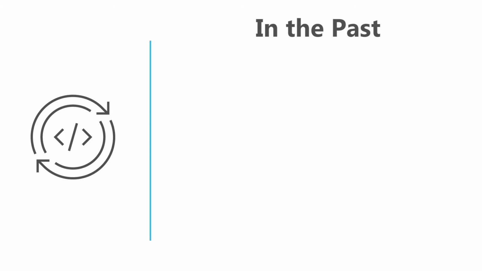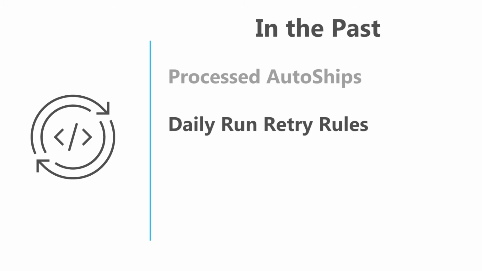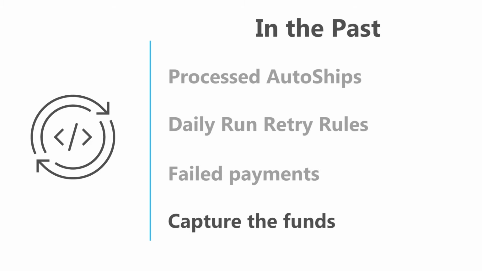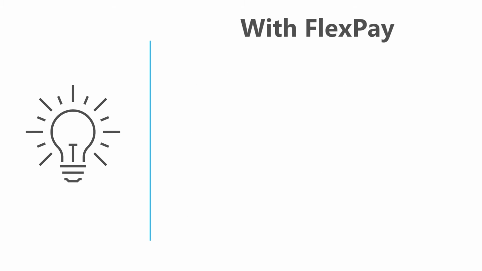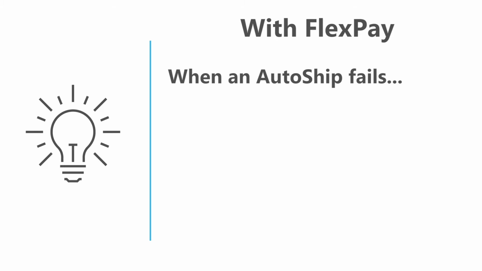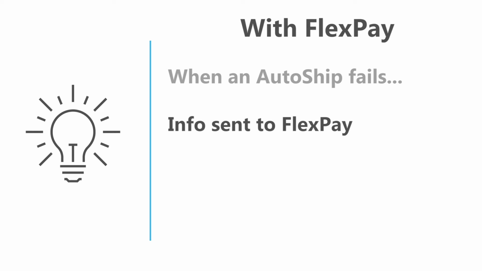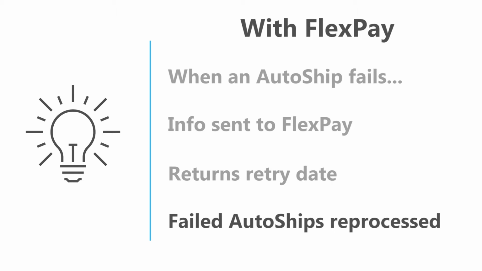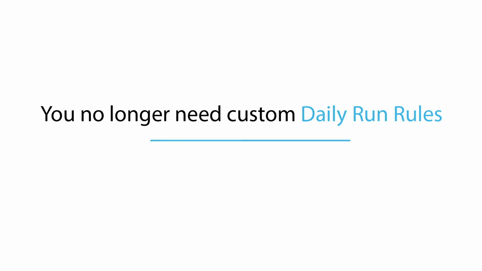Previously, DirectScale clients who processed AutoShips had retry rules programmed to run failed AutoShip orders and capture the funds. Now, with payment recovery enabled, anytime an AutoShip order fails, the order information is sent to FlexPay, who then returns a recommended retry date. All AutoShips are automatically retried based on the date provided by FlexPay, meaning you no longer need custom AutoShip retry rules programmed in the client extension.